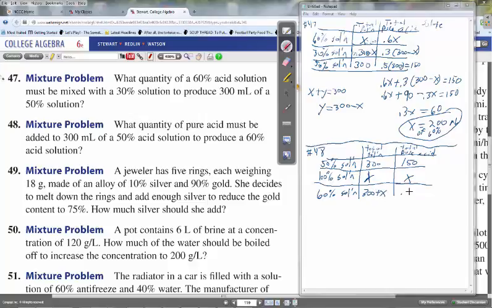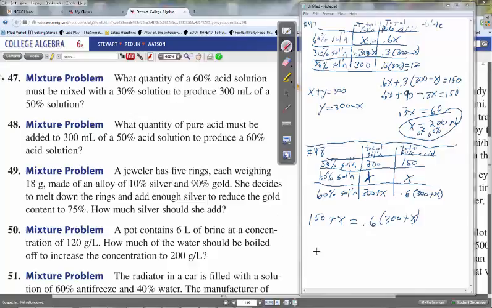And then this one would be 0.6 times 300 plus x. And we have the same equation. This plus this equals this. As if I add the pure acid in one ingredient plus the pure acid in another ingredient, it's going to equal the pure acid in the final mixture. So 150 plus x equals 0.6 times 300 plus x.